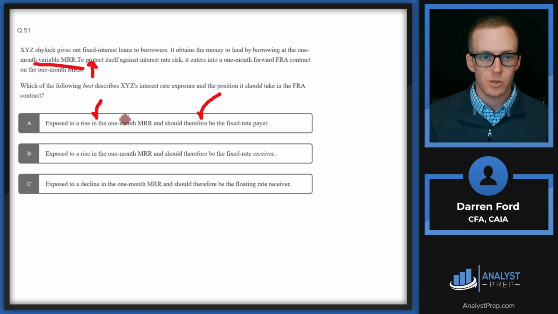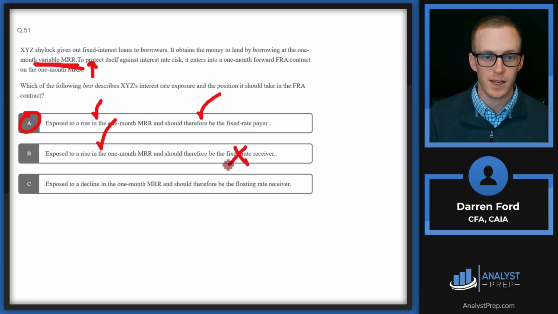In other words, we're currently paying floating, and then we're receiving fixed. So we want to do the other. We want to receive floating, pay fixed. So fixed rate payer. A sounds good. Exposed to a rise in the 1 month. That's right. And should therefore be a fixed rate receiver.